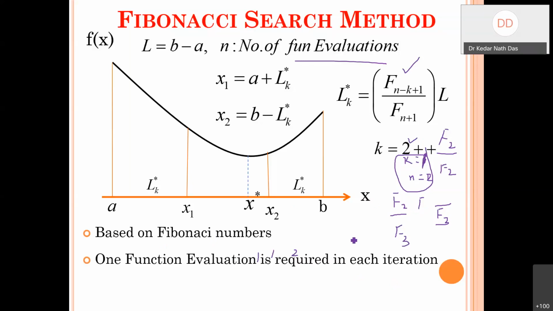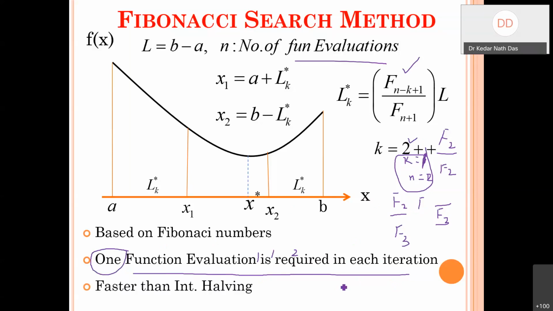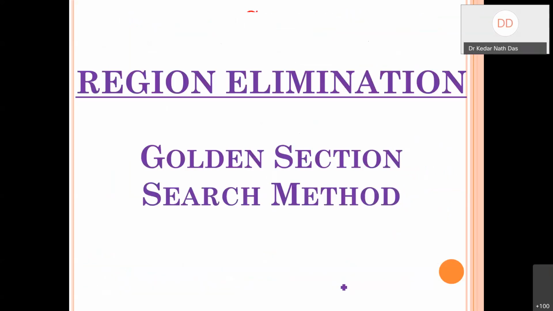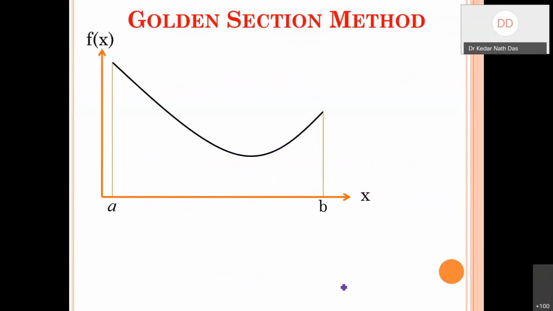So the beauty of this is the function evaluation required in each iteration is only one. That's why it takes less time than the other methods we've discussed earlier. Now, this is faster than the interval halving method, of course. But the last method we are going to discuss is the region elimination method. In the region elimination method, we can find the golden section method.